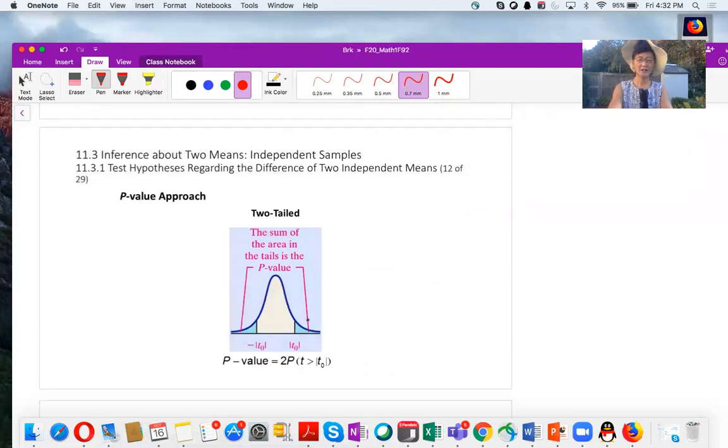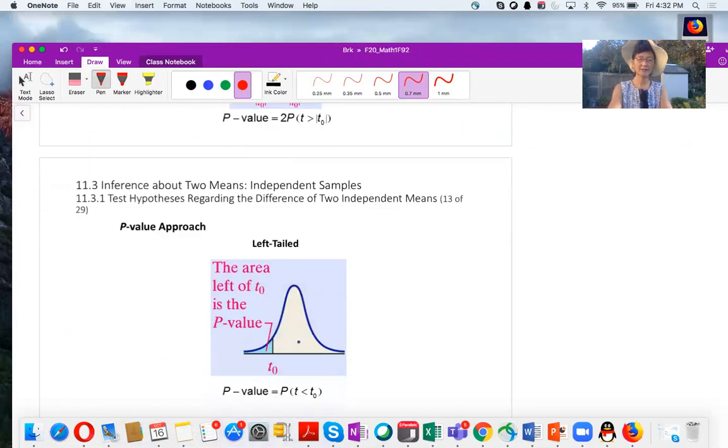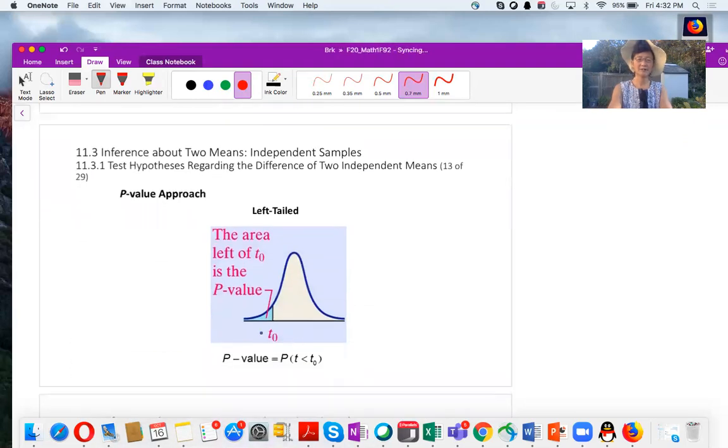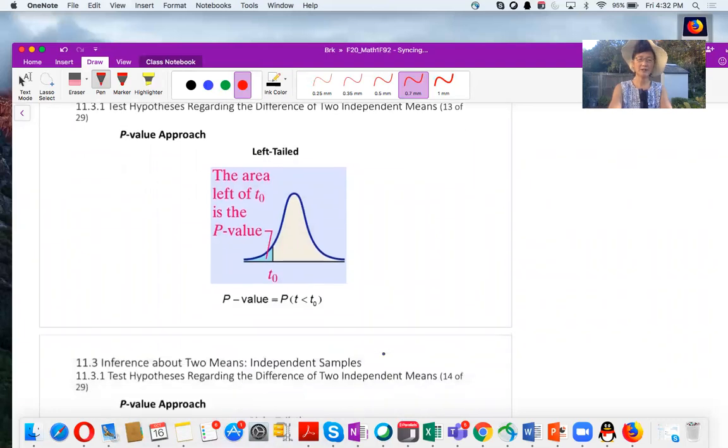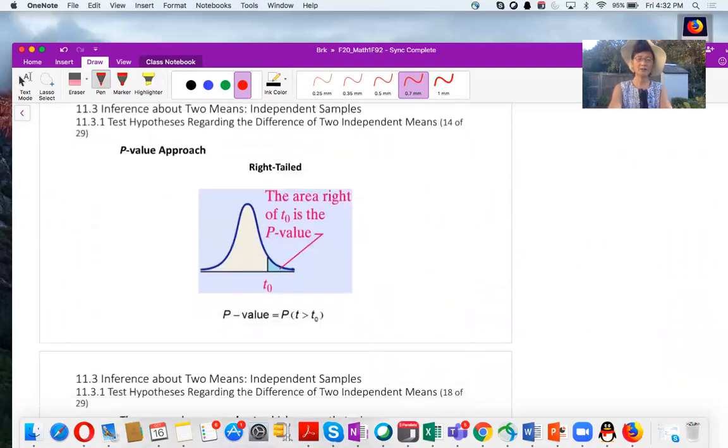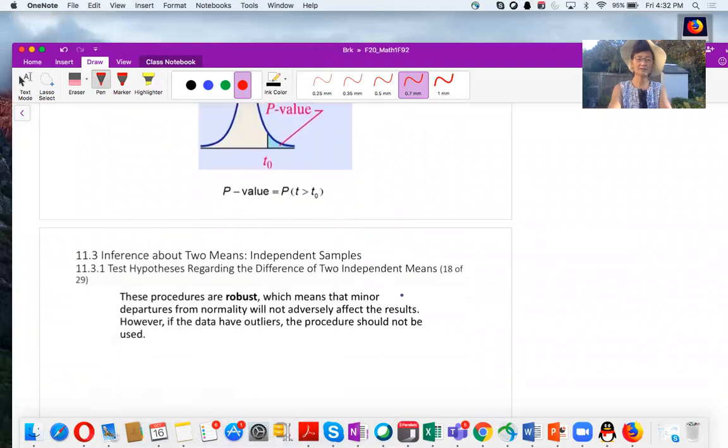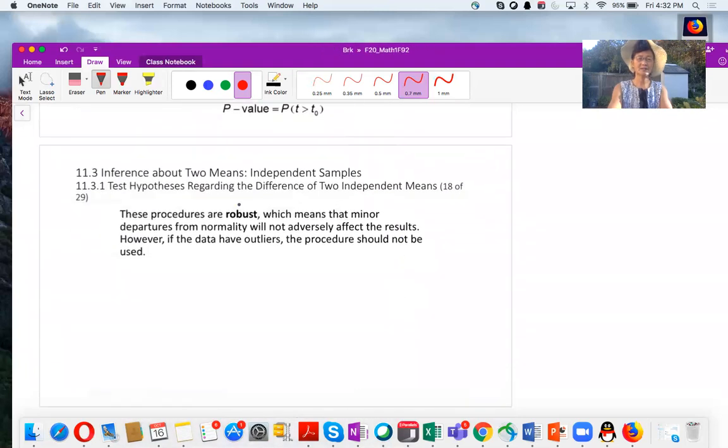So I already illustrated this. Left tail area is the p-value, right tail area is the p-value. And the procedure is robust, which means minor departures from normality will not adversely affect the results. However, if data have outliers, you should not use this procedure.